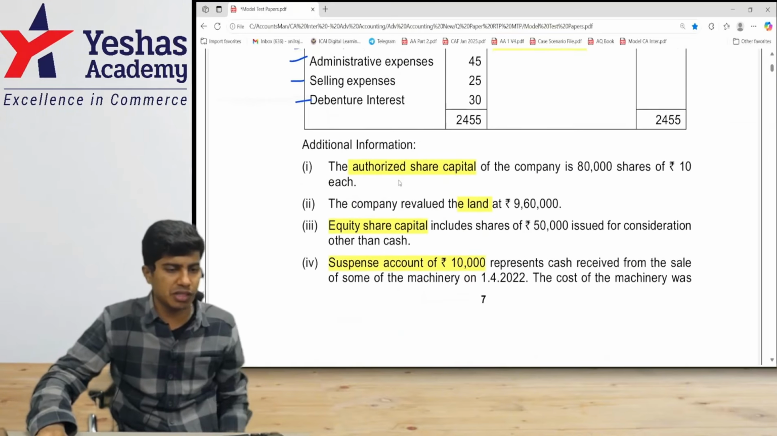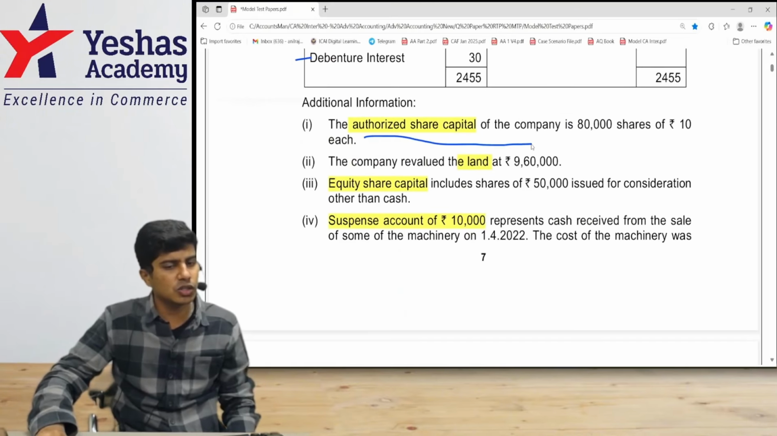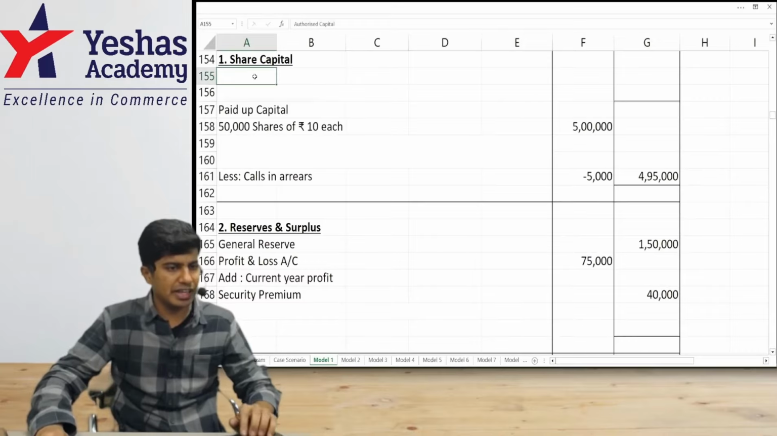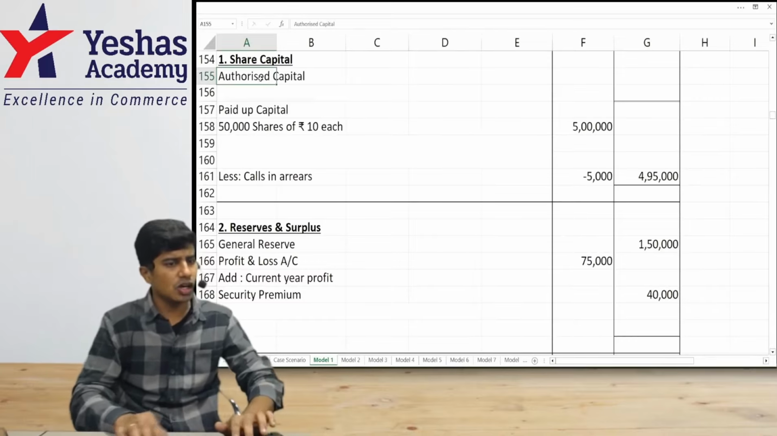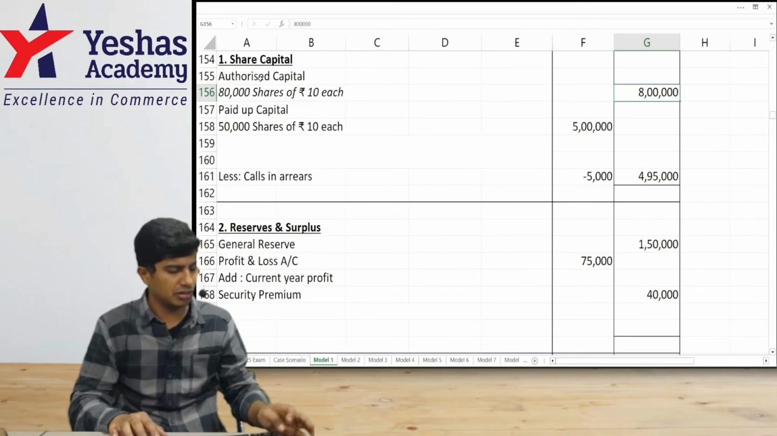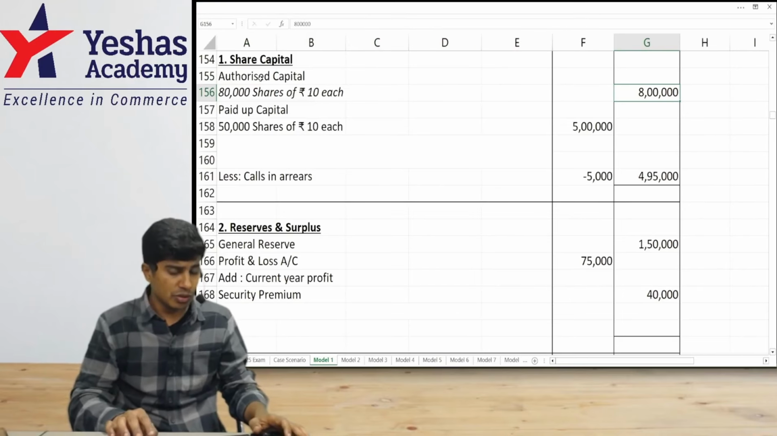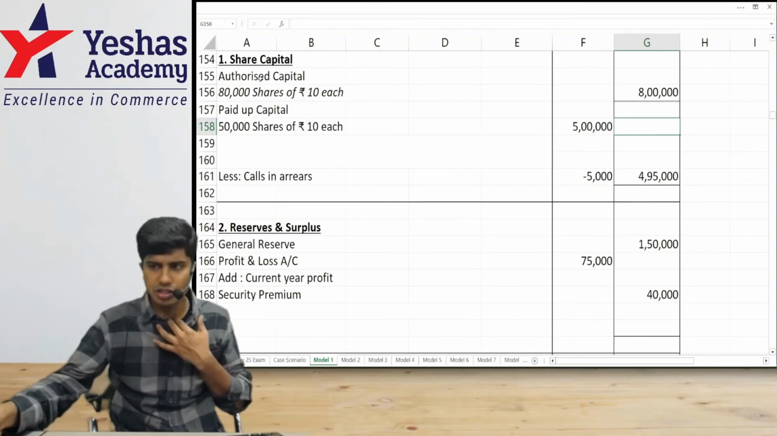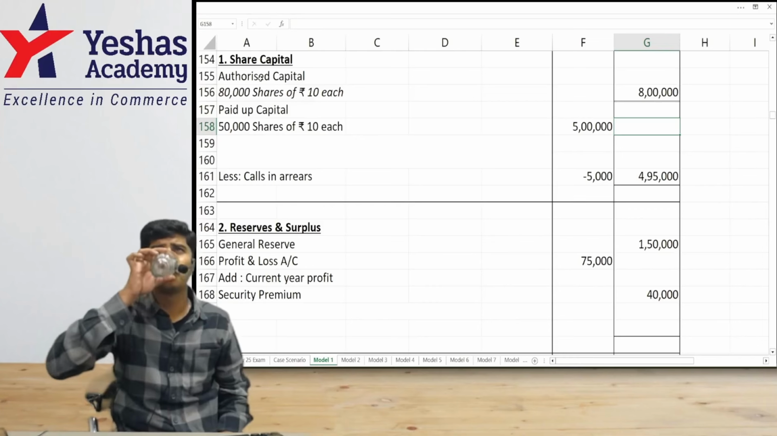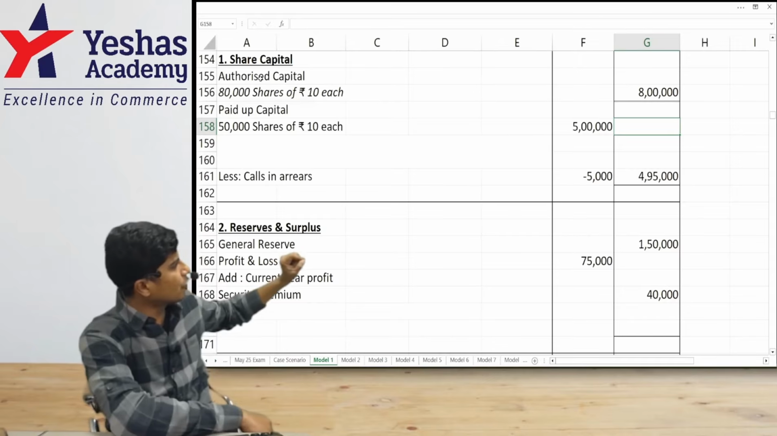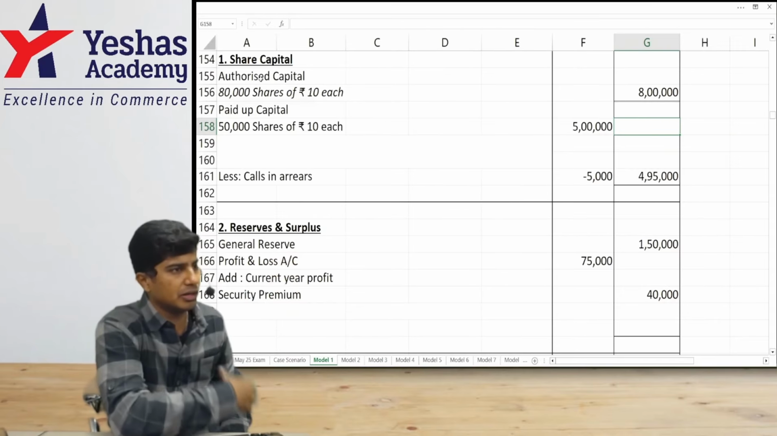Then I have authorized capital. I'll make this disclosure: 80,000 shares of rupees 10 each. Where do I make the disclosure? Very good. In my share capital, I would write here authorized capital, 80,000 shares of rupees 10 each, 8 lakh. Got it? This will not be considered in the total. So remember to draw 2 lines after you write that authorized capital. Okay.